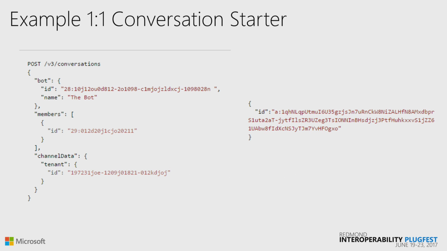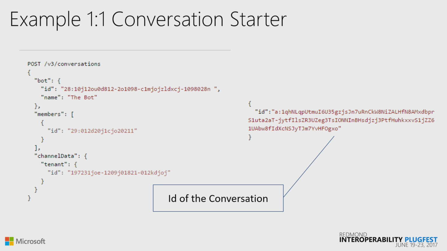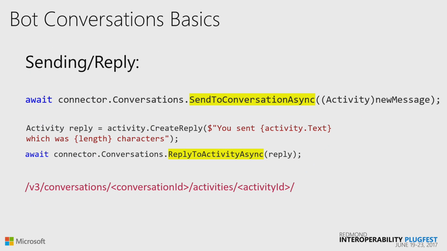And I'm kind of moving a little more quickly now. This is an example of what it looks like in the request and the response. What comes back in the response is an ID that the bot needs to save and use for that whole conversation when it creates one. It can target a specific member or a group. Okay, and then there's the ID of the conversation. Okay, basics: sending a reply, sending and replying to messages, and then the REST endpoints for that.